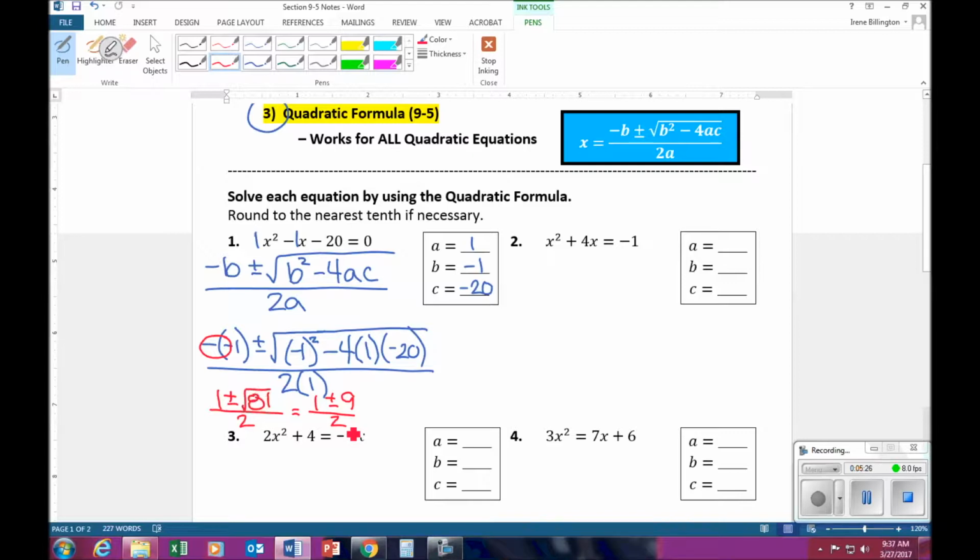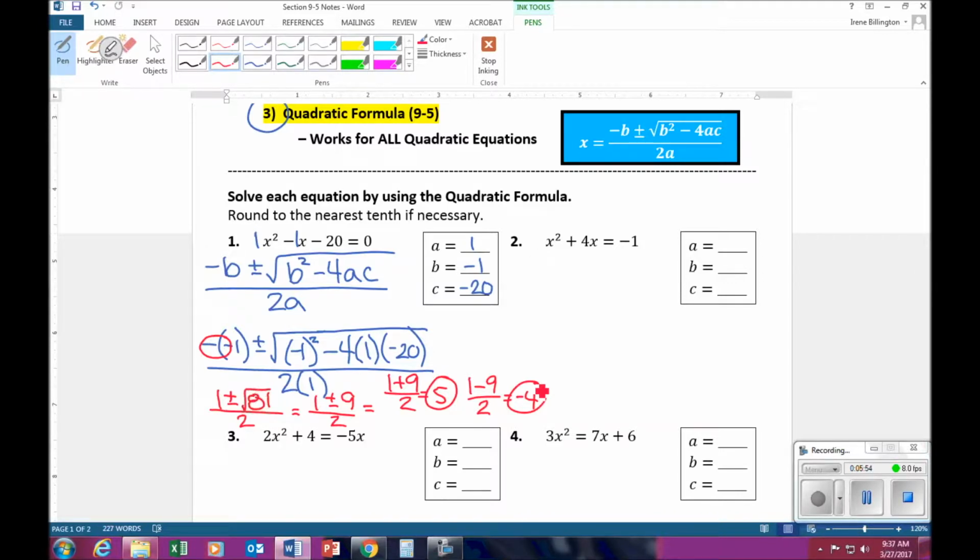At this point, we have 2 separate equations, okay? We have 1 plus 9 divided by 2, and we have 1 minus 9 divided by 2. 1 plus 9 is 10 divided by 2 is 5. That's solution 1. 1 minus 9 is negative 8 divided by 2 is negative 4. So my two solutions here are 5 and negative 4.